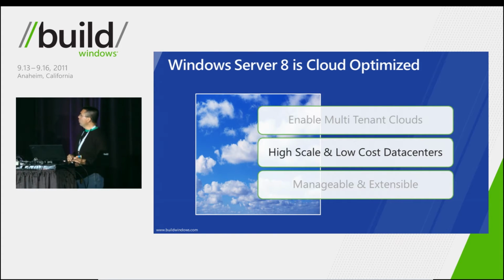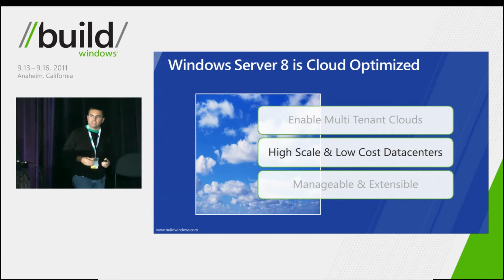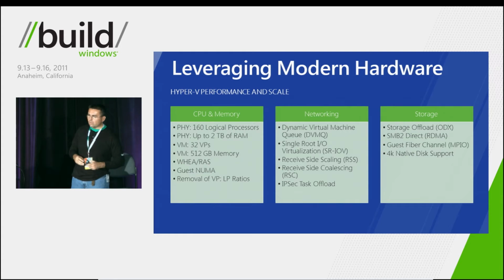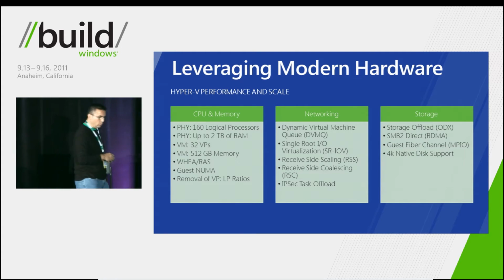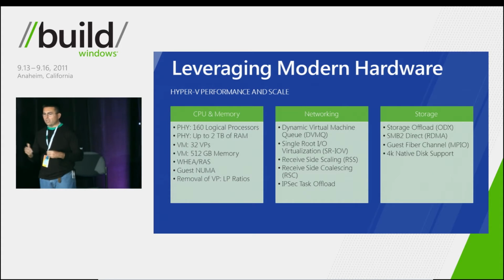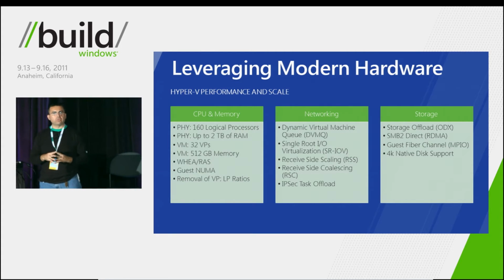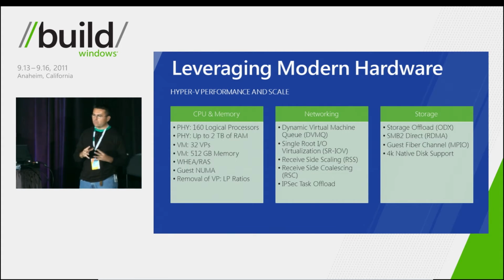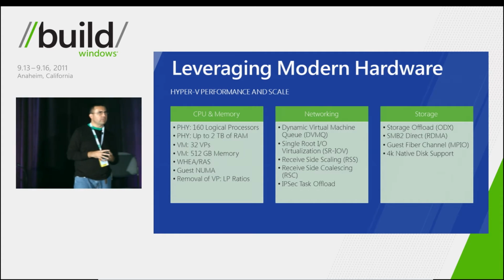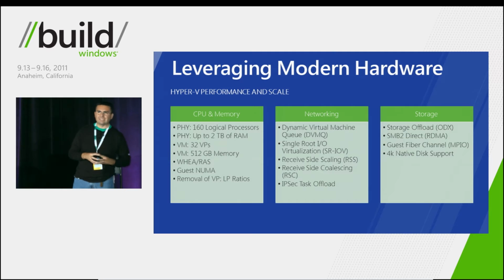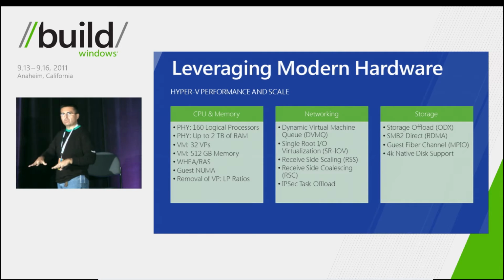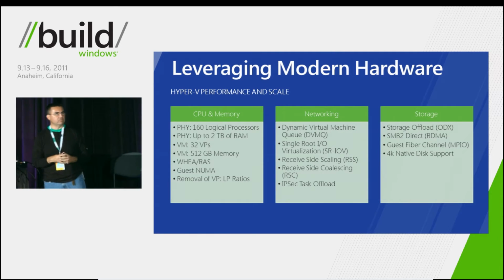All right, so again, we've talked about enabling multi-tenant clouds. We're moving to high-scale and low-cost data centers. I've already talked about a number of these things, but I'm going to quickly go through a couple of these. So I mentioned in terms of virtual machines, up to 32 virtual processors, up to 512 gigabytes of memory. I know this was mentioned earlier in another keynote, but we'll support up to 160 logical processors on the physical machine, up to 2 terabytes of physical memory.